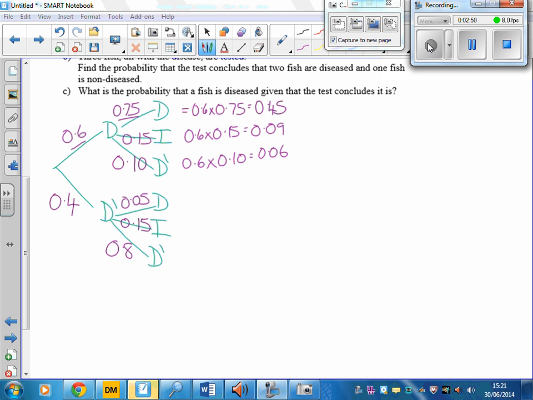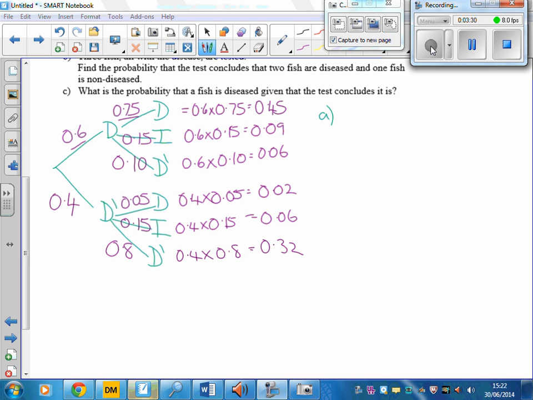A non-diseased fish and the test showing that it was diseased is 0.4 multiplied by 0.05, which is 0.02. A non-diseased fish and the test being inconclusive is 0.4 multiplied by 0.15, which is 0.06. A non-diseased fish and the test showing that it was non-diseased is 0.4 multiplied by 0.8, which is 0.32.